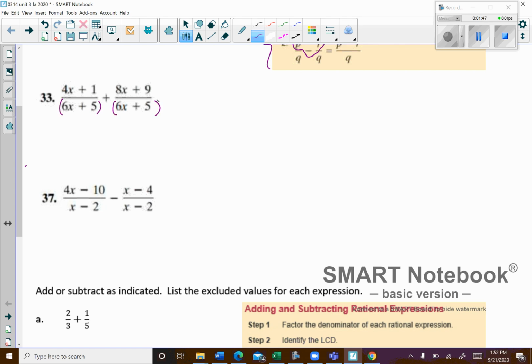So we're going to go ahead and add the numerators together. I'm going to write that out. We're going to have 4x plus 1, and then we're going to add 8x plus 9 to that, and then it's all over my common denominator, 6x plus 5. Now, don't start trying to cancel anything out, okay? If you can cancel anything out, it will happen at the very end of this.